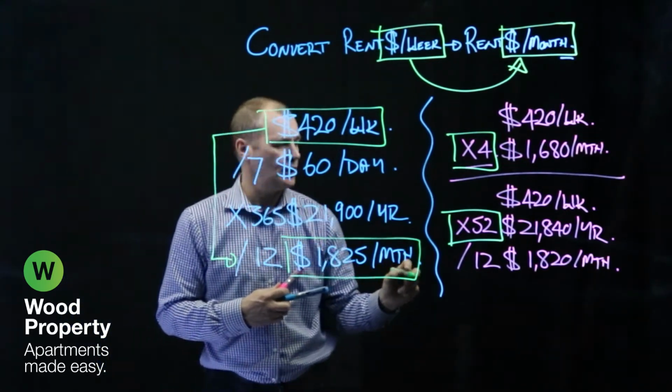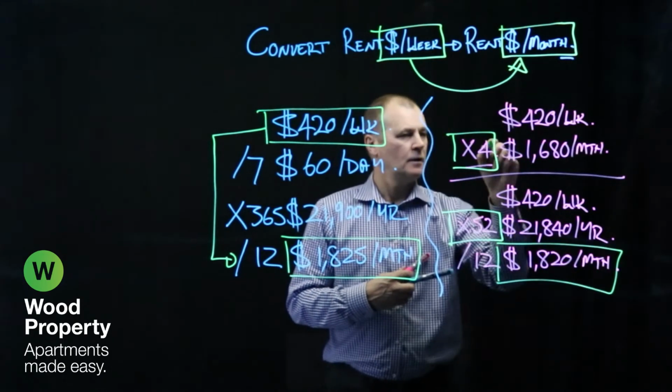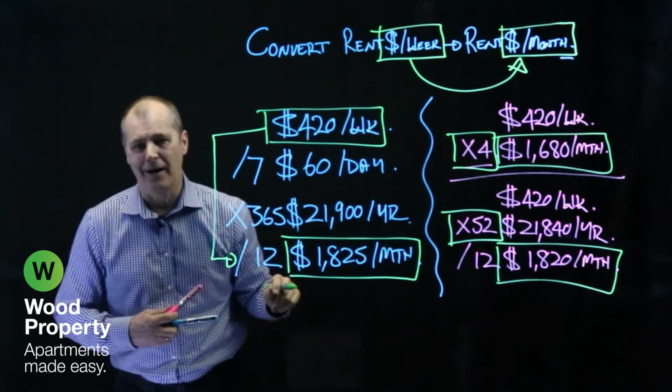And that is the correct way to convert rent from dollars per week down into dollars per month. And you can see that if you do it incorrectly, you get very different numbers.